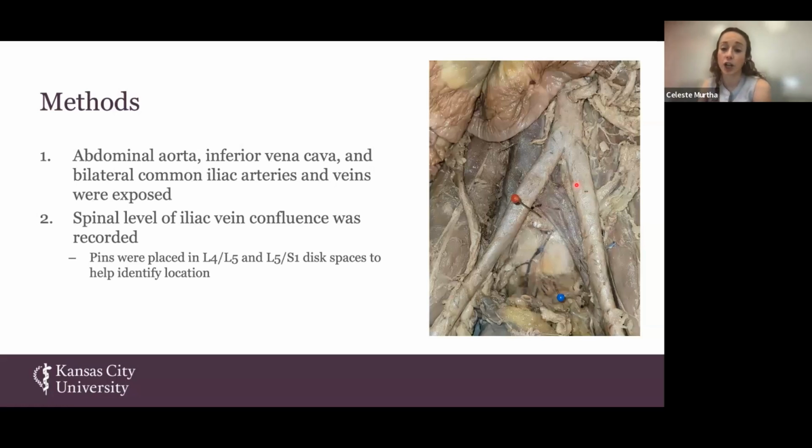In order to collect our data, we first exposed the abdominal aorta, the inferior vena cava, and the bilateral common iliac arteries and veins. Luckily for us, across all campuses, the student dissectors had completed the majority of the GI and GU dissections, so a lot of the structures were cleared off for us. We just had to do a bit more cleaning.